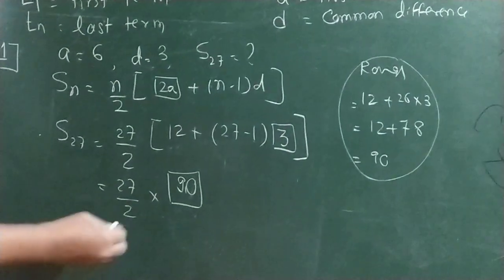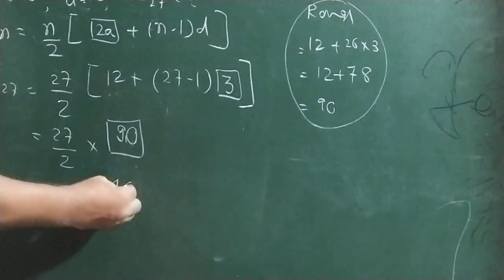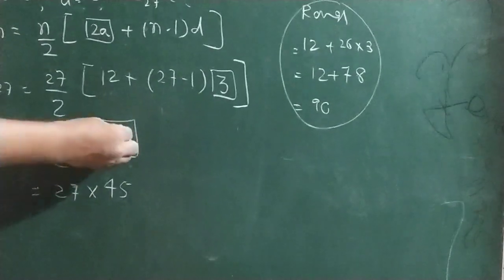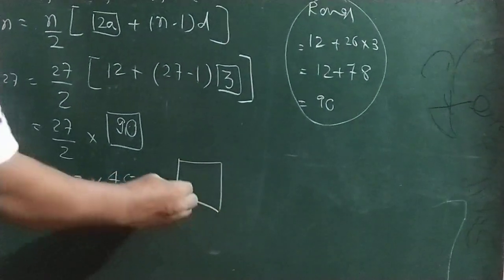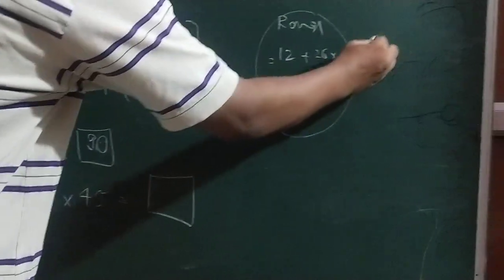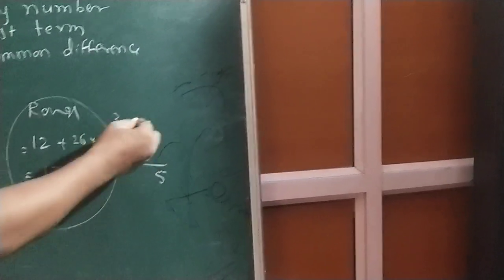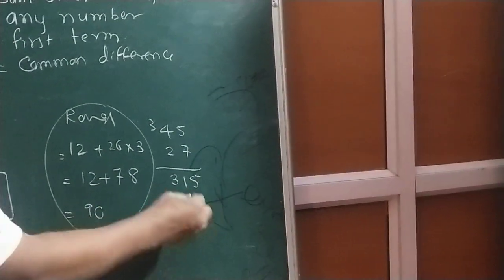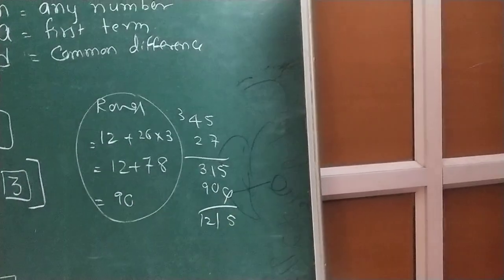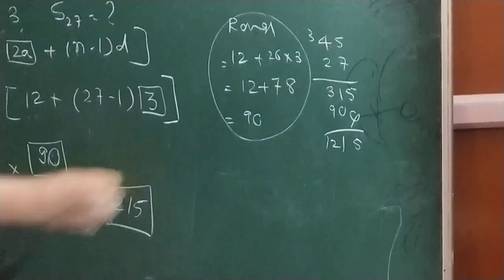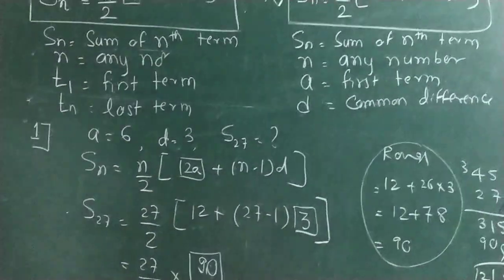Then again they have given 27 into 45. Now I come to know why 45, because 90 divided by 2. Then again a box is given. So 27 into 45, 45 into 27, 7 5s are 35, 7 4s are 28, plus 3, 31, 45 2s are 90. So my final answer is 1215. This is my activity complete. Okay, so the first sum is over.